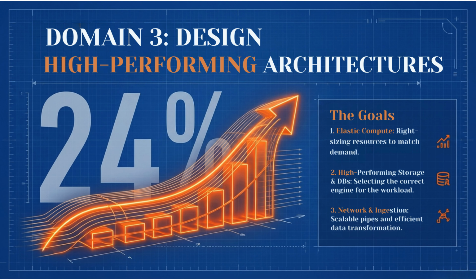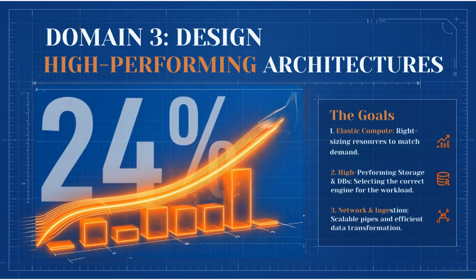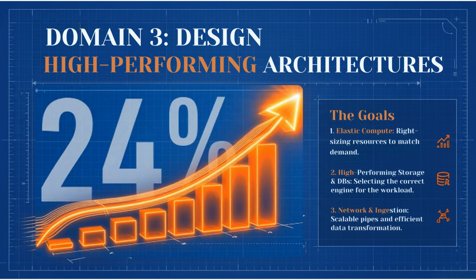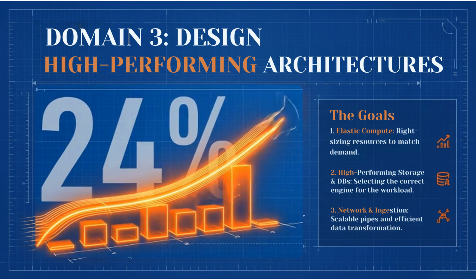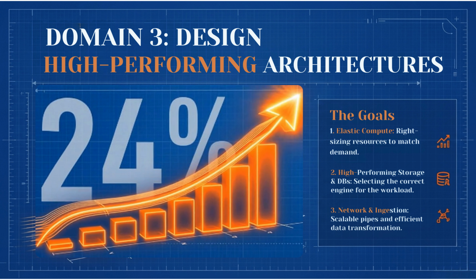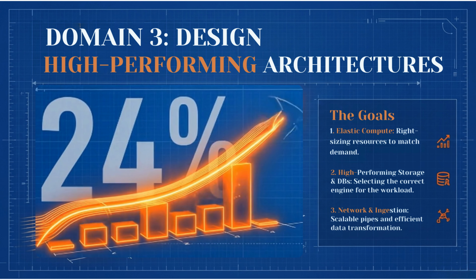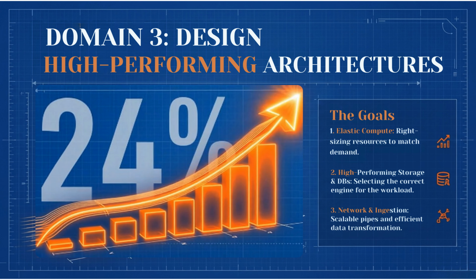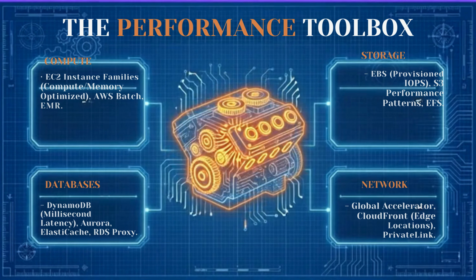This domain accounts for 24% of your score. It's all about building for speed and scale. We're talking elastic compute, no more over-provisioning. Plus, picking the perfect DB engine for your workload. And don't forget network and ingestion. If your data pipes aren't scalable, your architecture isn't performing.